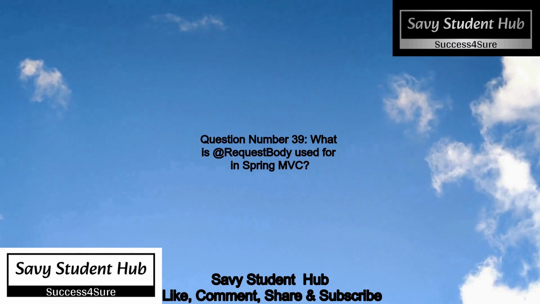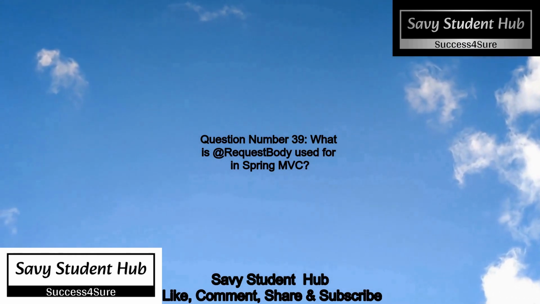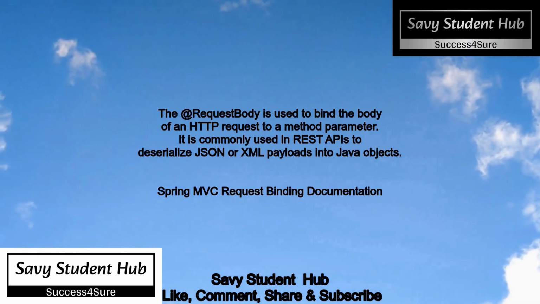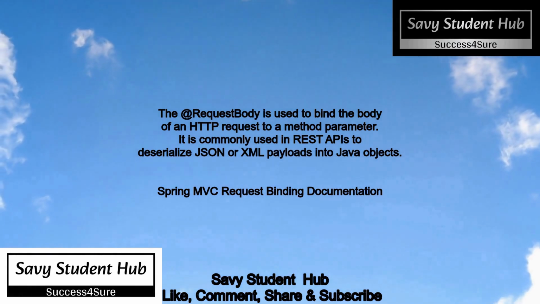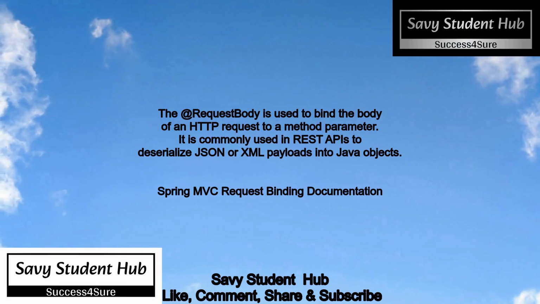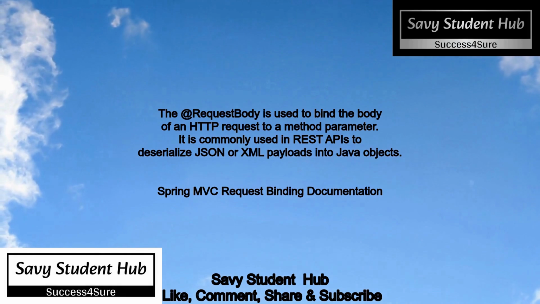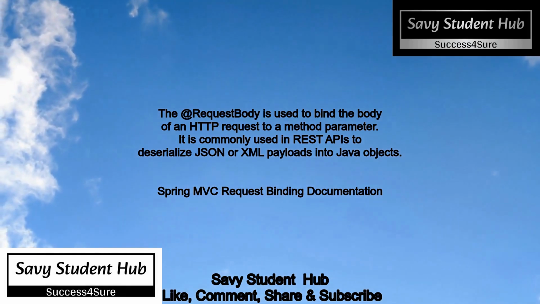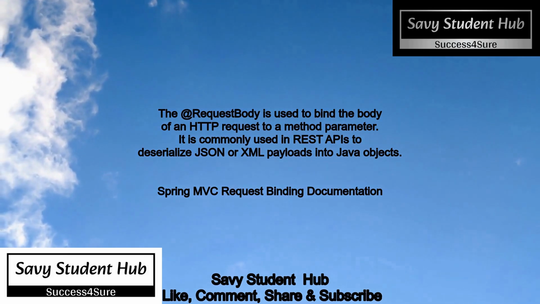Question number 39. What is @RequestBody used for in Spring MVC? The @RequestBody is used to bind the body of an HTTP request to a method parameter. It is commonly used in REST APIs to deserialize JSON or XML payloads into Java objects.